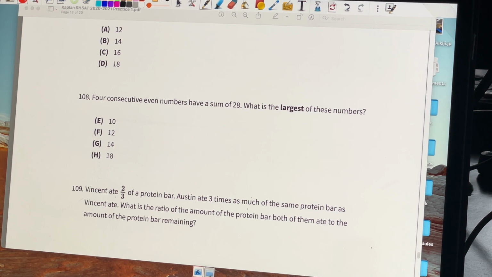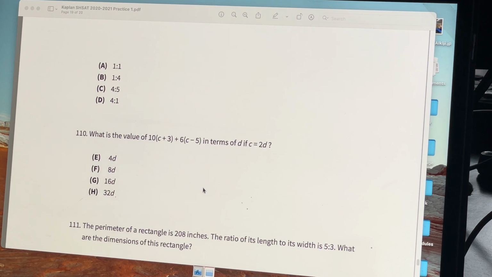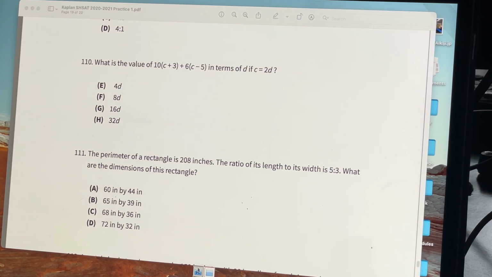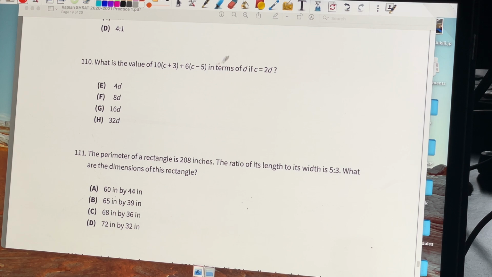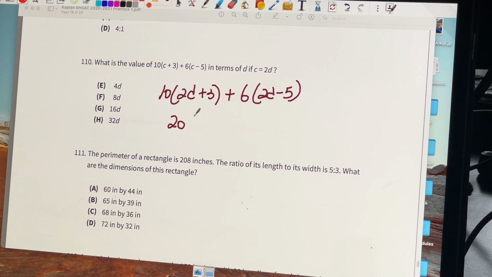110. What is the value of that in terms of d if c equals 2d? All right. Let's change that. Distributive property: 20d plus 30, plus 12d minus 30. The 30s can go away, right? And then 20d plus 12d, they're both positives, so we get 32d.